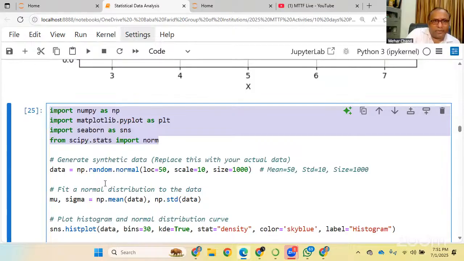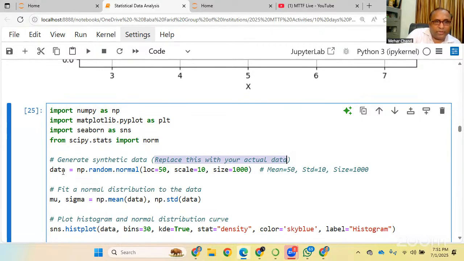Here you can see we generate the synthetic data, and later on you can replace this synthetic data with your actual data. So the data is np.random.normal with loc 50 and scale 10, size 1000. Here loc 50 is the mean, scale 10 is the standard deviation, and size 1000 is the number of points.